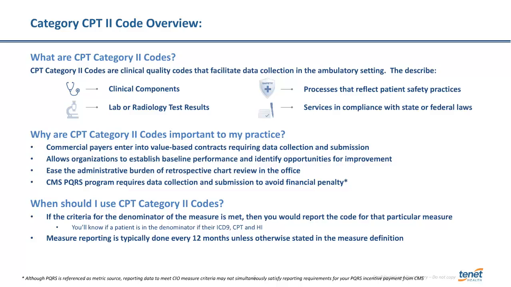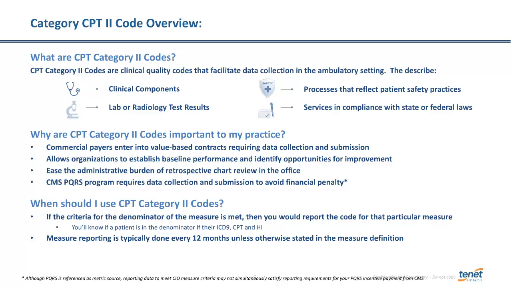When should I use CPT Category II codes? For the purposes of our CI program, you do not have to track these codes on every PQRS measure, just the ones that your CI network has chosen to track. For those patients, if the criteria for the denominator is met, then you would report the CPT Category II code for that particular measure. You will know if a patient falls in that denominator based on the demographics, such as age and gender, and if they have certain ICD-9, CPT, and HCPCS codes.